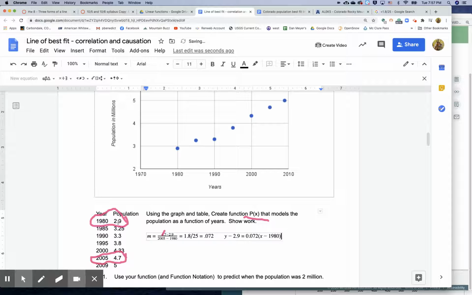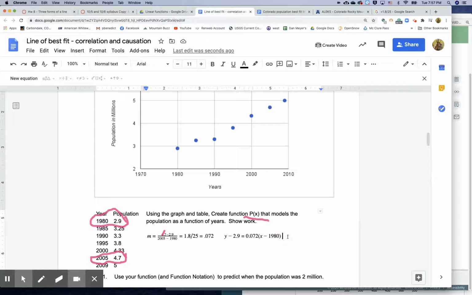1980. Now, what's nice about point slope form as opposed to slope intercept form is we can look at this equation and say in 1980, there were 2.9 million people in the state of Colorado. Now, one thing that I want to be careful about is this says to write an equation in P of X.